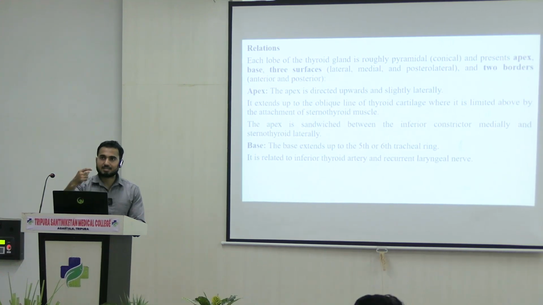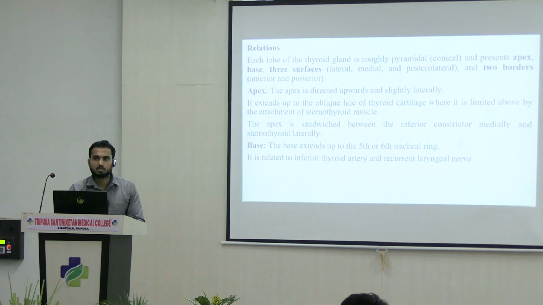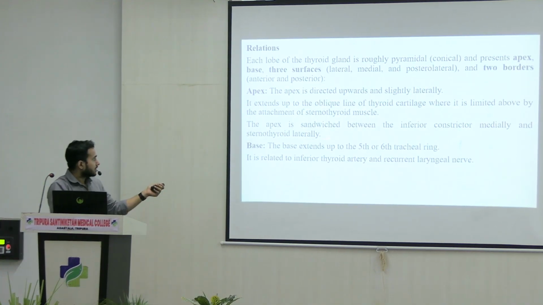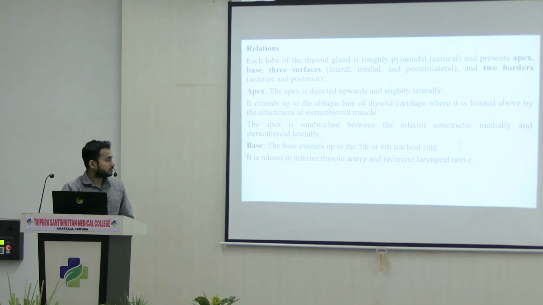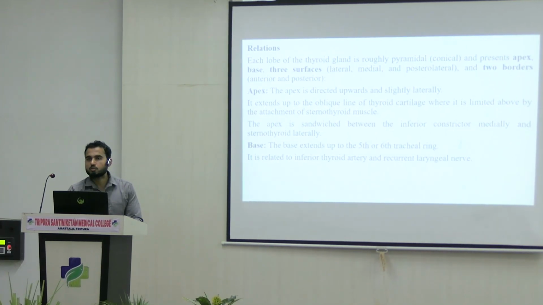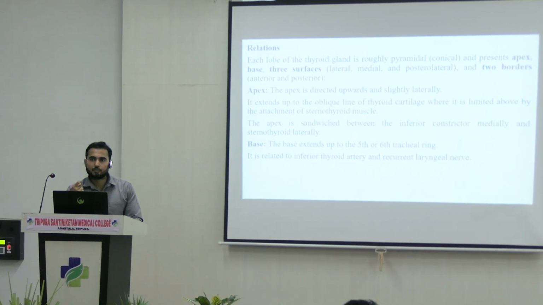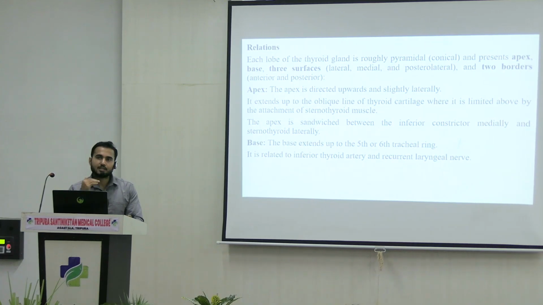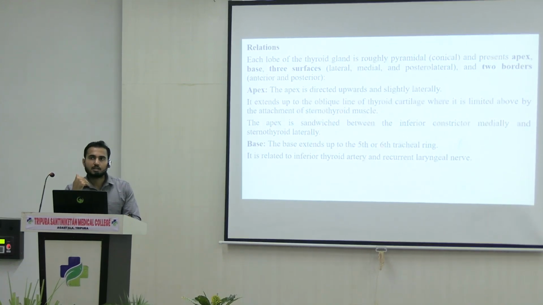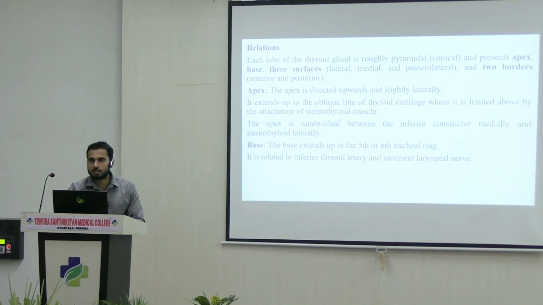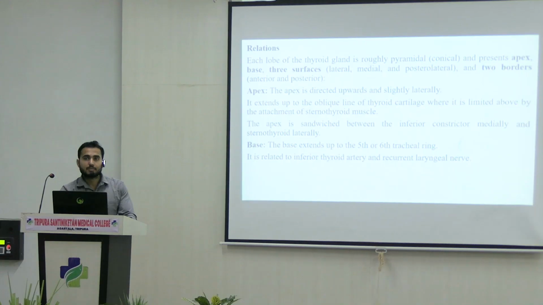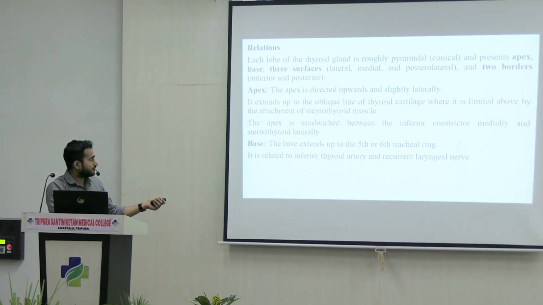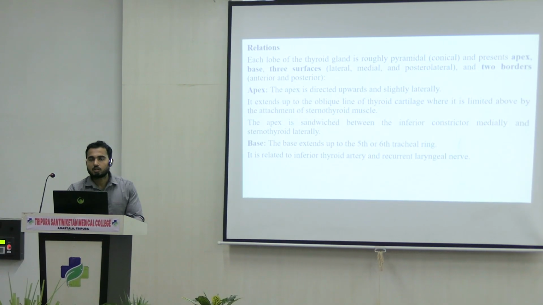Next, the apex is sandwiched between two muscles. What are these two muscles? Sandwiched between the inferior constrictor medially and the sternothyroid laterally. These are the two muscles between which the apex is situated. As a result, if there is any swelling in the apex, it can't go beyond that particular point. Next, if you see the base, it is extending up to the 5th to 6th tracheal ring, which I have shown you just now.